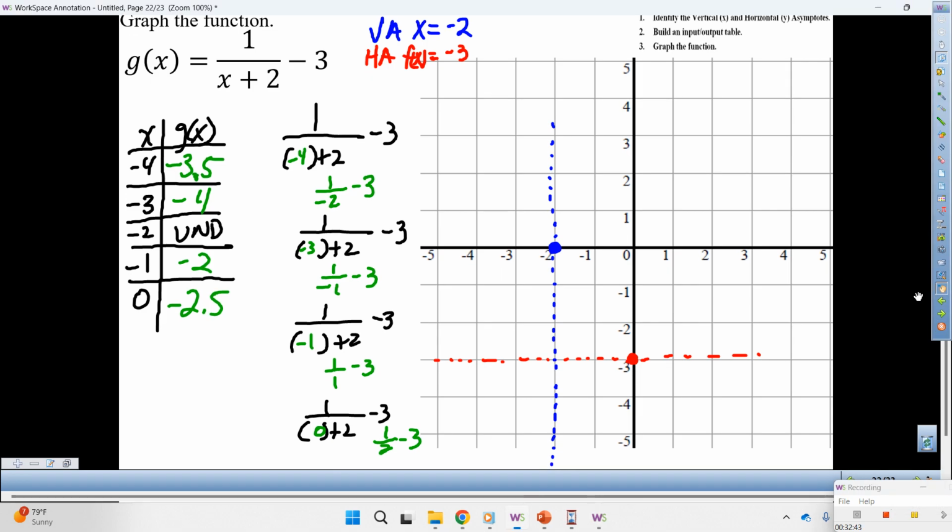And so you got for the VA and the HA. Okay. Look at the table. I chose 2 values to the left. That means negative 4, negative 3. 2 to the right, negative 1 and 0. My undefined is negative 2. So let me graph that. Negative 4, negative 3.5. Negative 3 and negative 4.